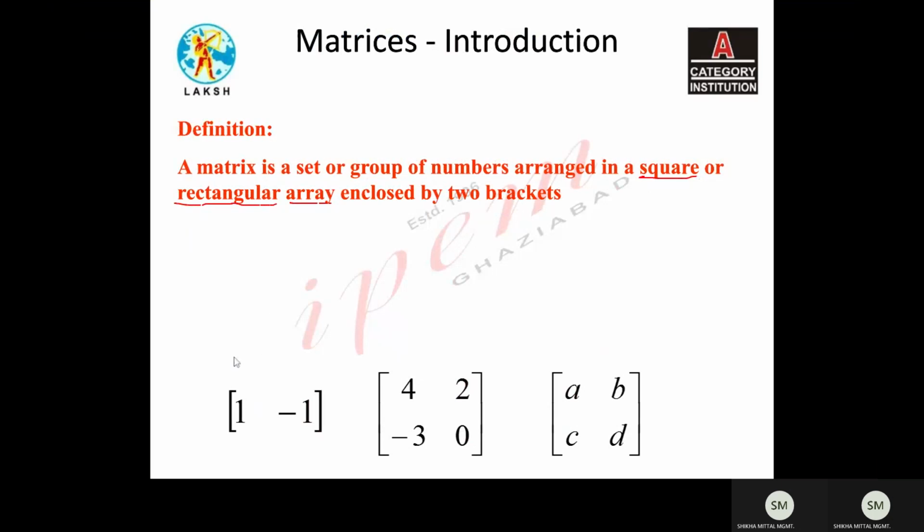So as I gave the example of marks obtained by the students, we can arrange them in the form of rows and columns. Here, the horizontal lines represent rows, right? And the vertical lines represent the columns. So we can see that there is one row and there are two columns. In the second example, there are two rows and two columns. And the numbers put inside these brackets are known as the elements of the matrix. Right?